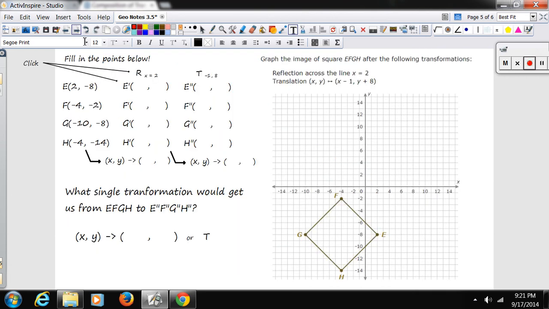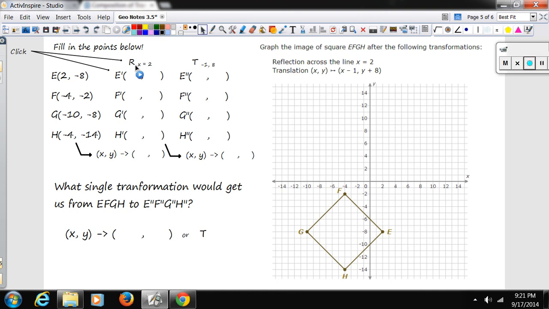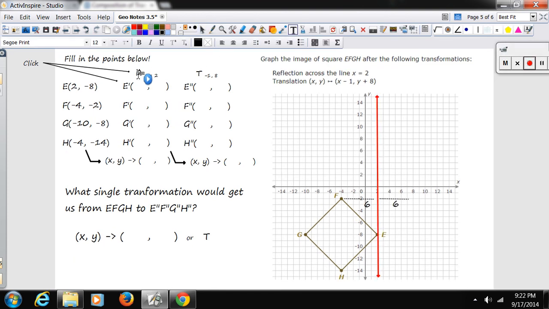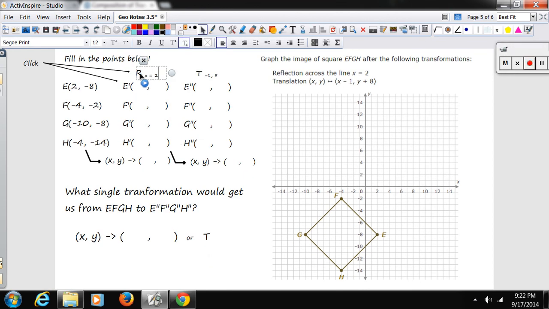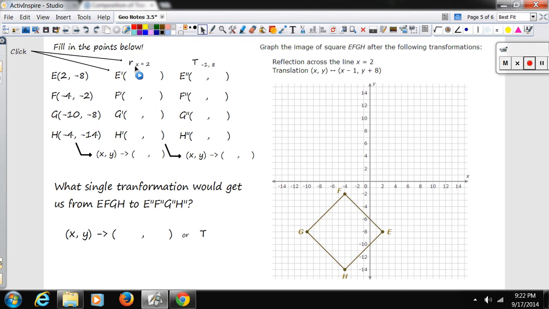Okay, one more example, and then the last part's a little extra credit for you. But let's fill in the points real quick. So we're going to reflect it on x equals 2. I think that's supposed to be a small r when you reflect. I'm sorry guys, I messed up. Hold on. Okay, so yeah, I think it's supposed to be a small r. Yes. Okay, so reflecting is a small r.